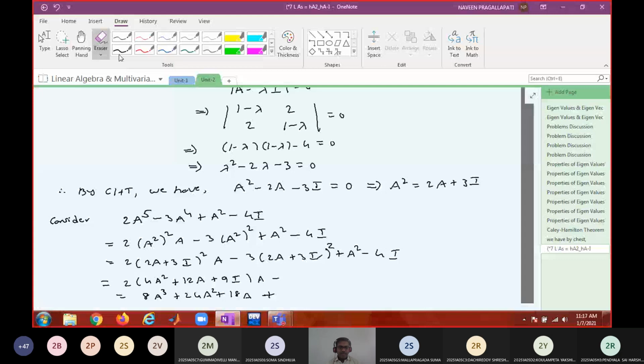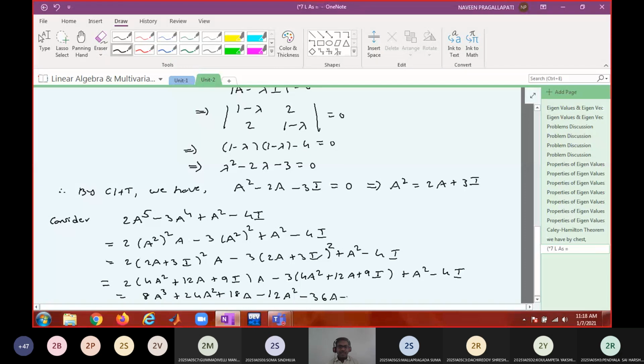So minus 3 into again 4a square plus 12a plus 9i plus a square minus 4. Okay, so this has to be minus 12a square minus 36a minus 27i plus a square minus 4. Am I right now? Is it fine?